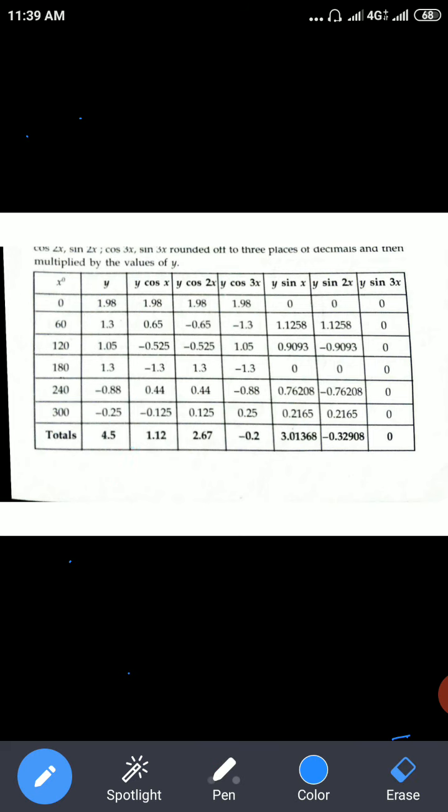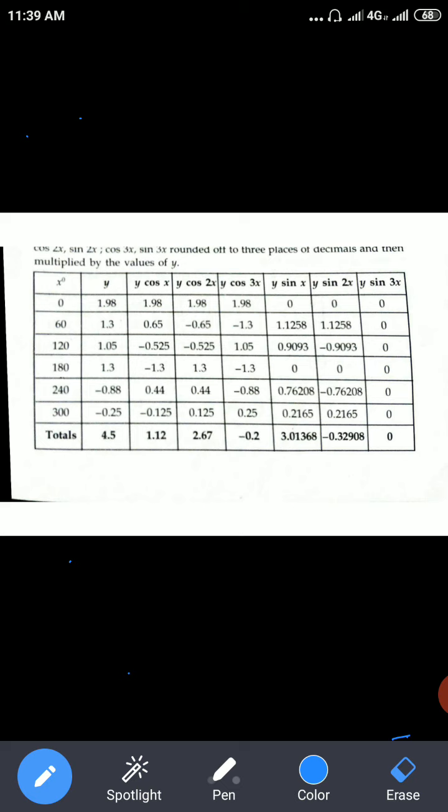So directly we want y cos x, y cos 2x, y cos 3x, y sin x, y sin 2x, y sin 3x. So to reduce your burden, directly he has taken y cos x, y cos 2x, y cos 3x, y sin x, y sin 2x, y sin 3x. This we can calculate directly.